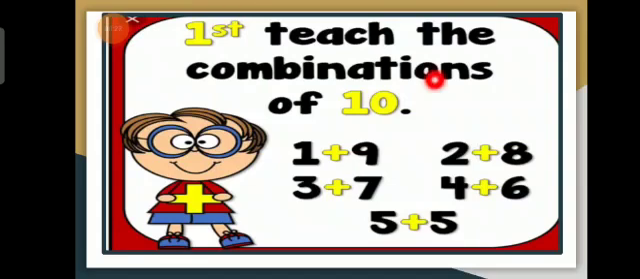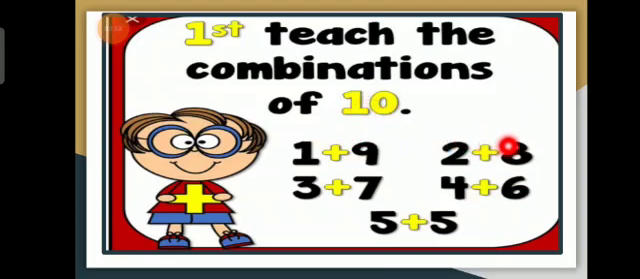Now look at this one slide. First, I am going to teach you the combinations of 10. Which two single numbers do we add so that the answer will be 10? 1 plus 9. 9 is the big number. Keep it in your mind and add the one finger. What is the answer? That is 10.